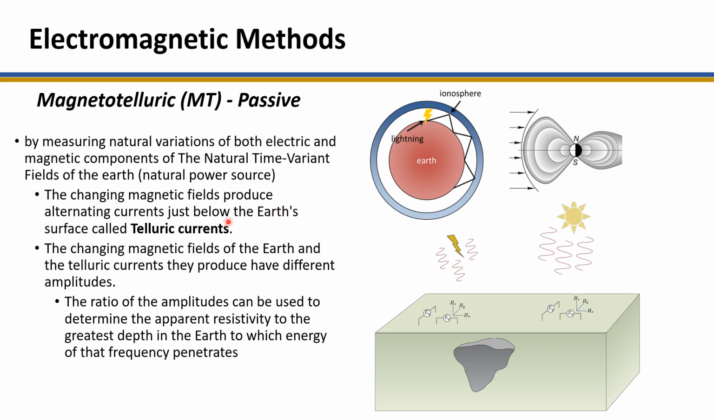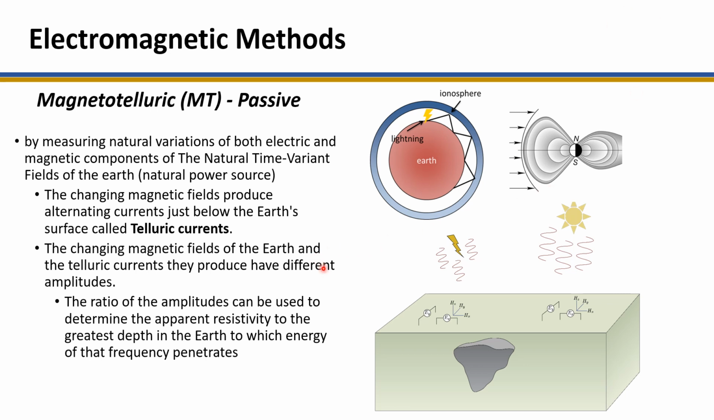The type of natural source depends on the frequency of the EM field. Two types of natural electromagnetic field generated on Earth are, number one, lightning and its reactions towards the ionosphere. And second is the solar activity, which is the reaction of solar winds towards the magnetosphere or the Earth's magnetic field.